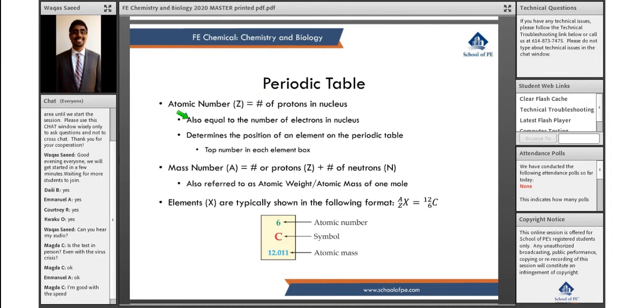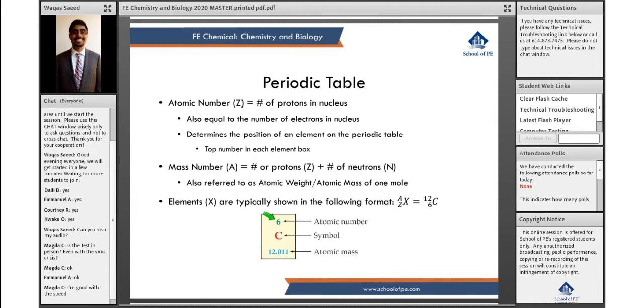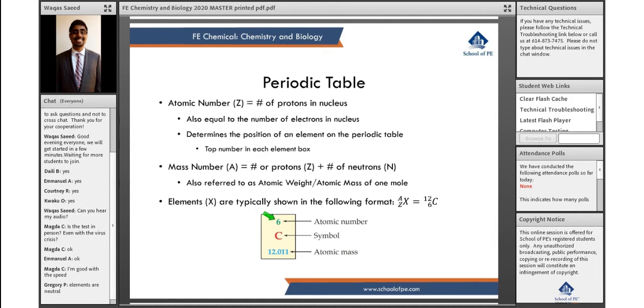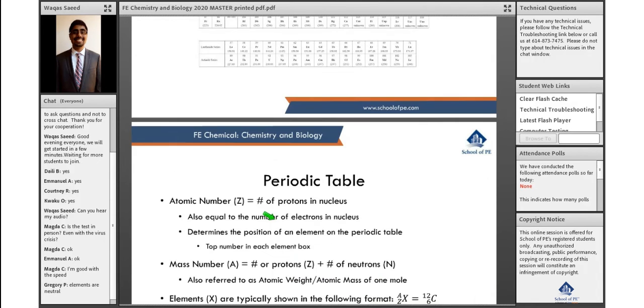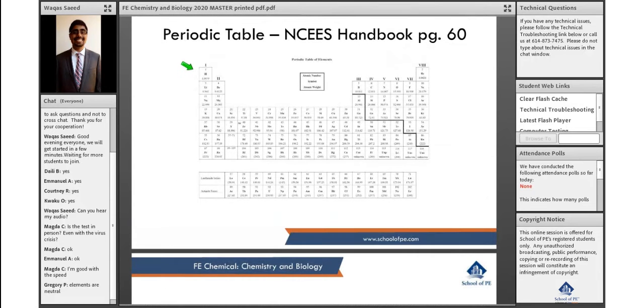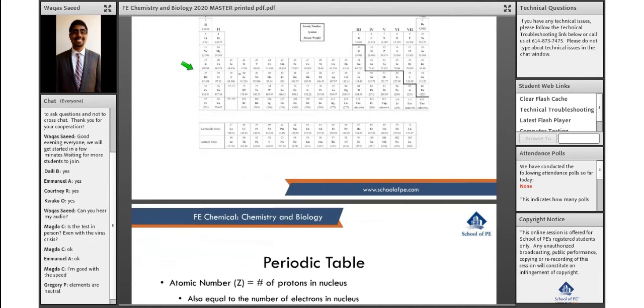Now, why is it also equal to the number of electrons? And that's a question to you guys. Why does that atomic number also represent the number of electrons? Yeah, so all of these elements are neutral and they do not have a charge associated with them. These atoms of elements are stable.